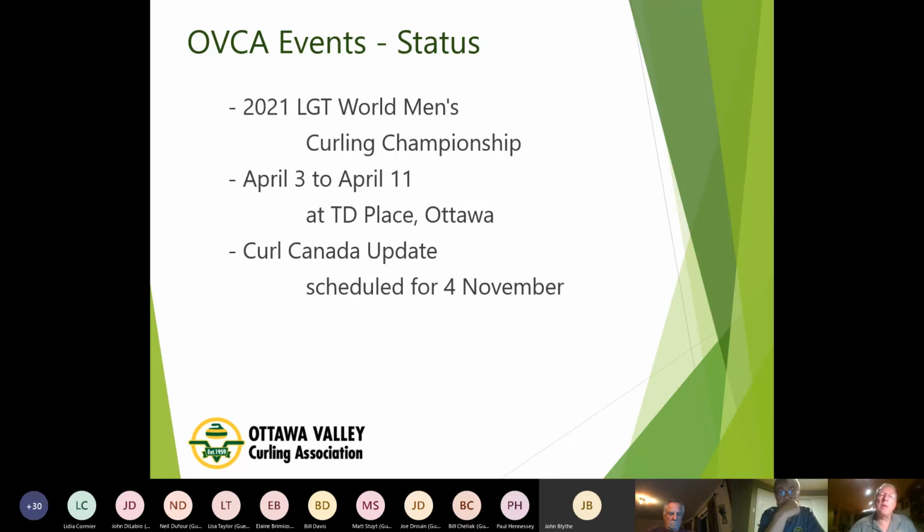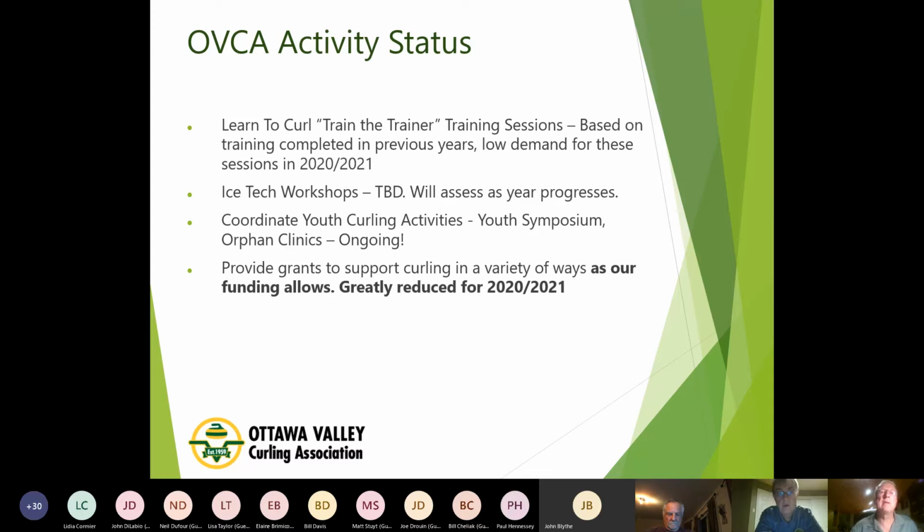The 2021 LGT World Men's Curling Championship was awarded to Ottawa, April 3rd to April 11th at TD Place, Lansdowne Park. Curling Canada has an update scheduled for the 4th of November, when we'll find out if that event is going to go ahead, and if it goes ahead, what the format's going to look like, and we'll get on with our role in completing the planning to support that. So those are our major events that we normally talk about.